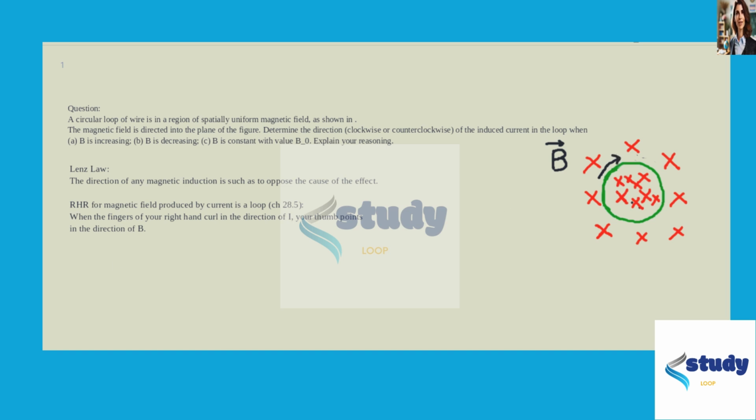Okay, so to summarize, for part A, the current will be anti-clockwise. For part B, it will be clockwise, and for part C it will be zero. So if there's some change in magnetic field, only then you will have some current, and if there's no change in magnetic field, there will be no current.